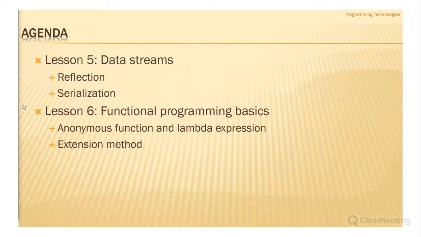Reflection and serialization, both topics, we must get back to both topics, because we hadn't time during the lesson number 5. Additionally, in front of us there's anonymous function and extension method. We must discuss some topics related to the functional programming. So let's go to the reflection.